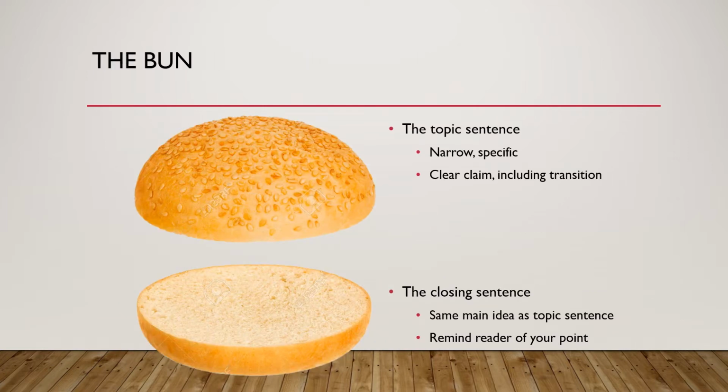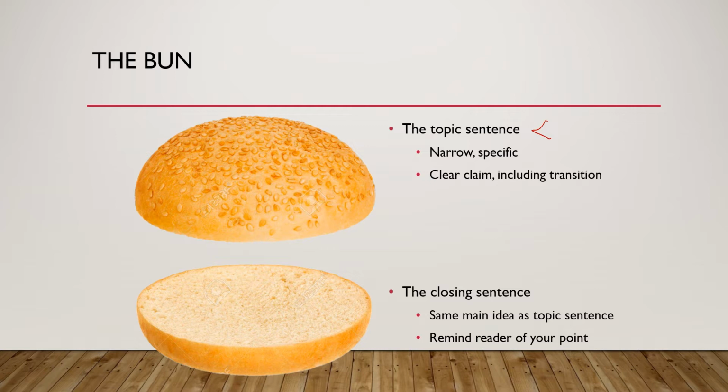First, let's look at the bun itself. If you think about a hamburger and how important it is to have a bun, it's what holds the whole thing together. So it's really important that first you tell your reader what your paragraph is going to be about, and that's called the topic sentence. So you want to make sure your first sentence tells your reader, here is what your whole paragraph is going to be about. It is very much like the introduction to a 5-paragraph essay, where your introduction tells your reader what the whole essay will be about.